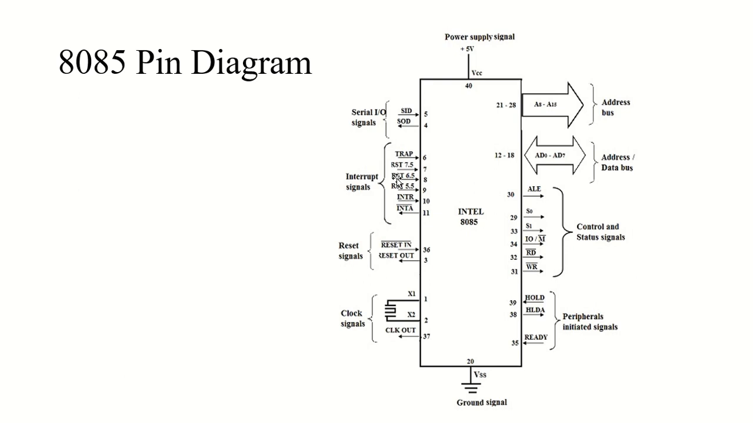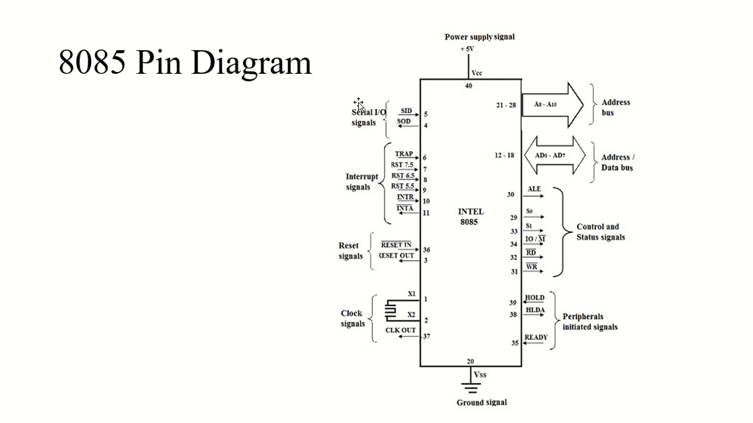Hold is an active high input signal used by another controller to request the microprocessor for the application of the data, address, and control signals via the buses, all three of which we have discussed in the previous class. The microprocessor, in response to hold, generates a signal to acknowledge the requesting device by the HLDA signal.